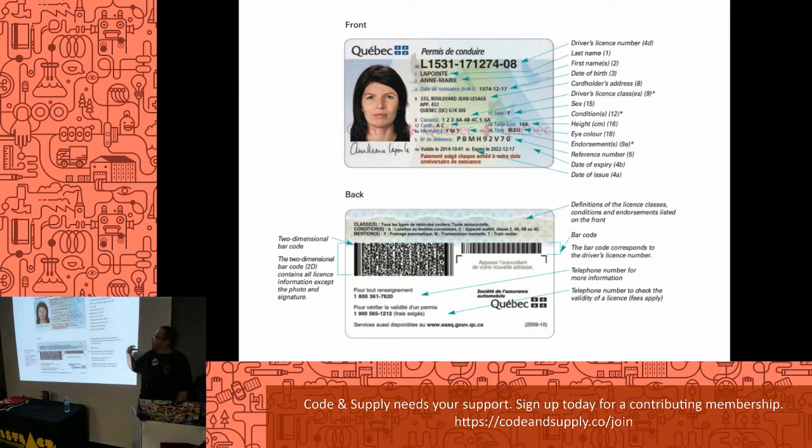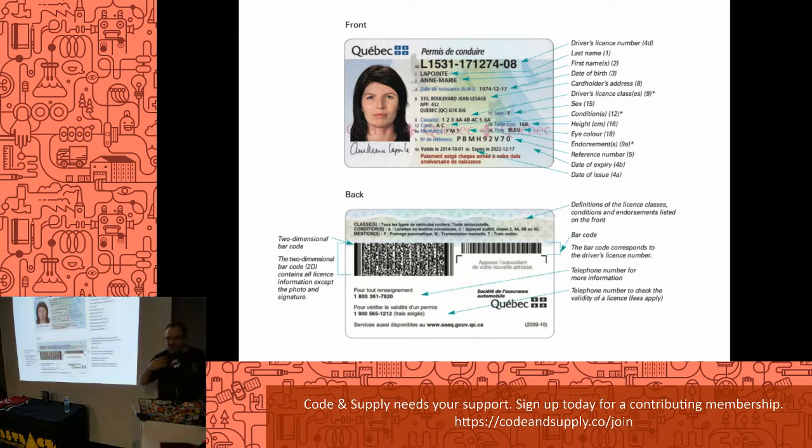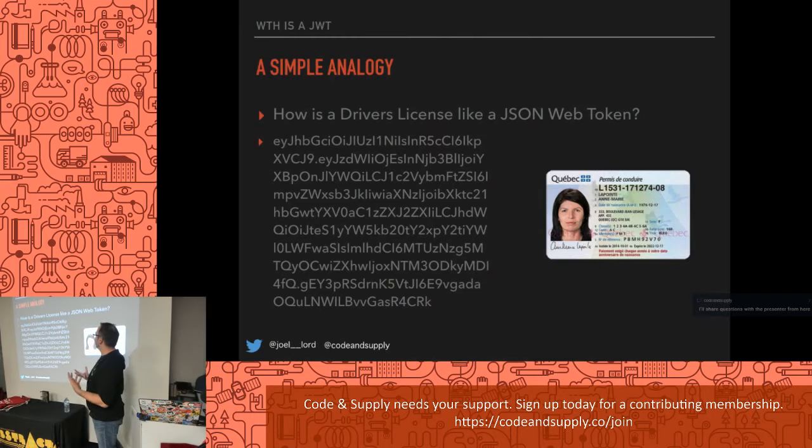There's a lot of information, like what my name is, my date of birth, my picture. There's information about how to prove that this is a valid piece of ID. There's some things that you can scan there. So all of that makes that a valid piece of ID. So we'll see how that compares to a JSON Web Token.